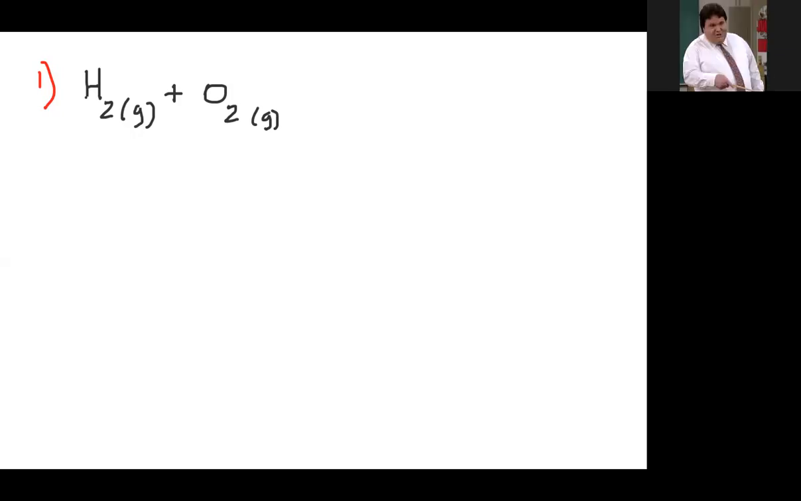And then it says "react to form." React to form is going to mean my arrow. And then it says liquid, so I know whatever this is in the end is going to be a liquid, but it says dihydrogen monoxide. Since it ends in "ide," I know that's a compound. I know that this hydrogen and this oxygen are together. So I'm going to say dihydrogen, H with a 2. Monoxide is 1 oxygen. And it's a liquid. So I put that down, and that is my equation for number 1.